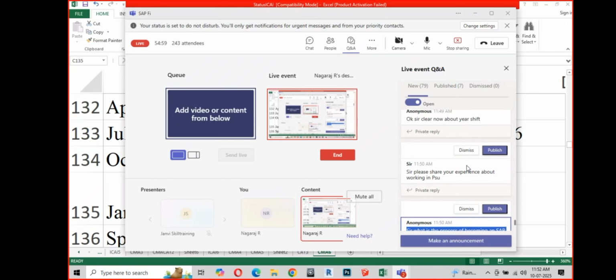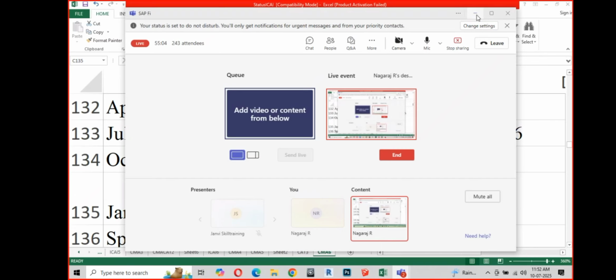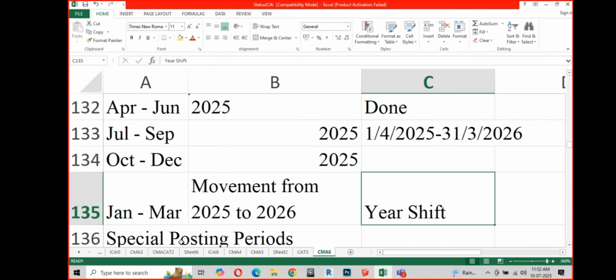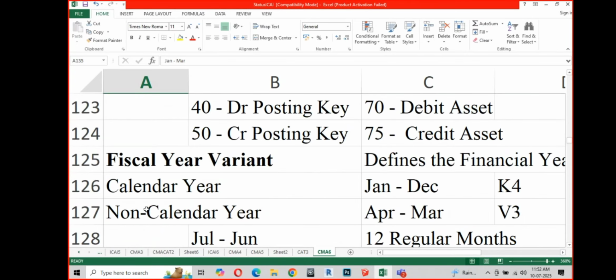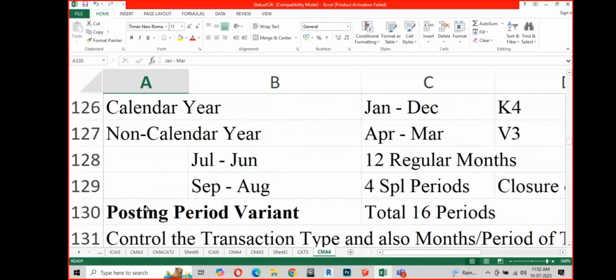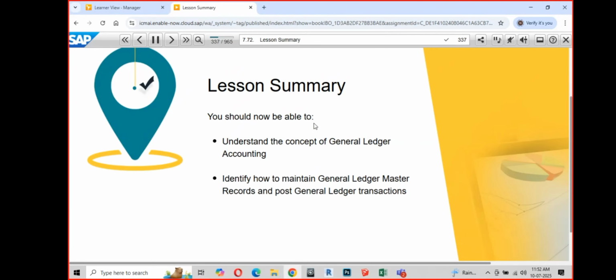So as far as the subject is concerned, let us stick to the subject. I'm happy that students have understood what a year shift is and so many other concepts. Now, let us get back to the learning mode. I think this is where we stopped yesterday.